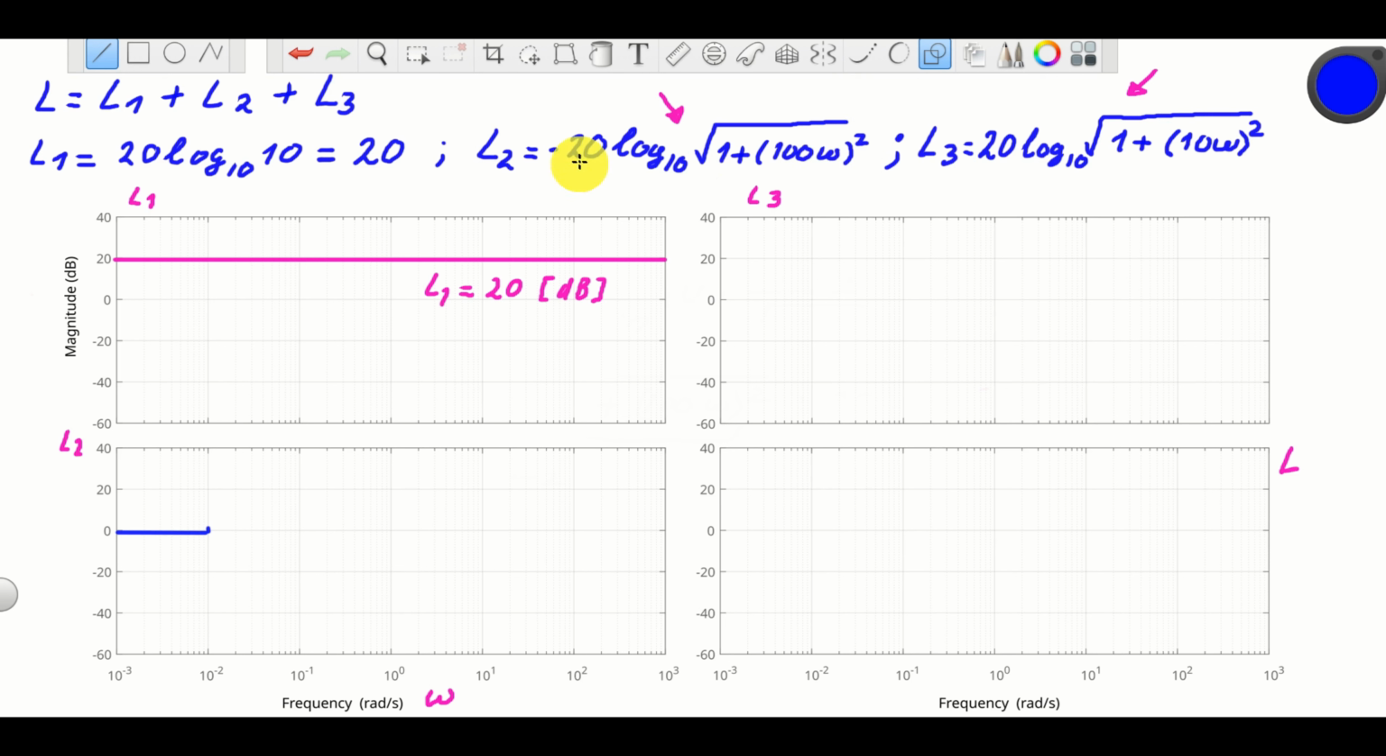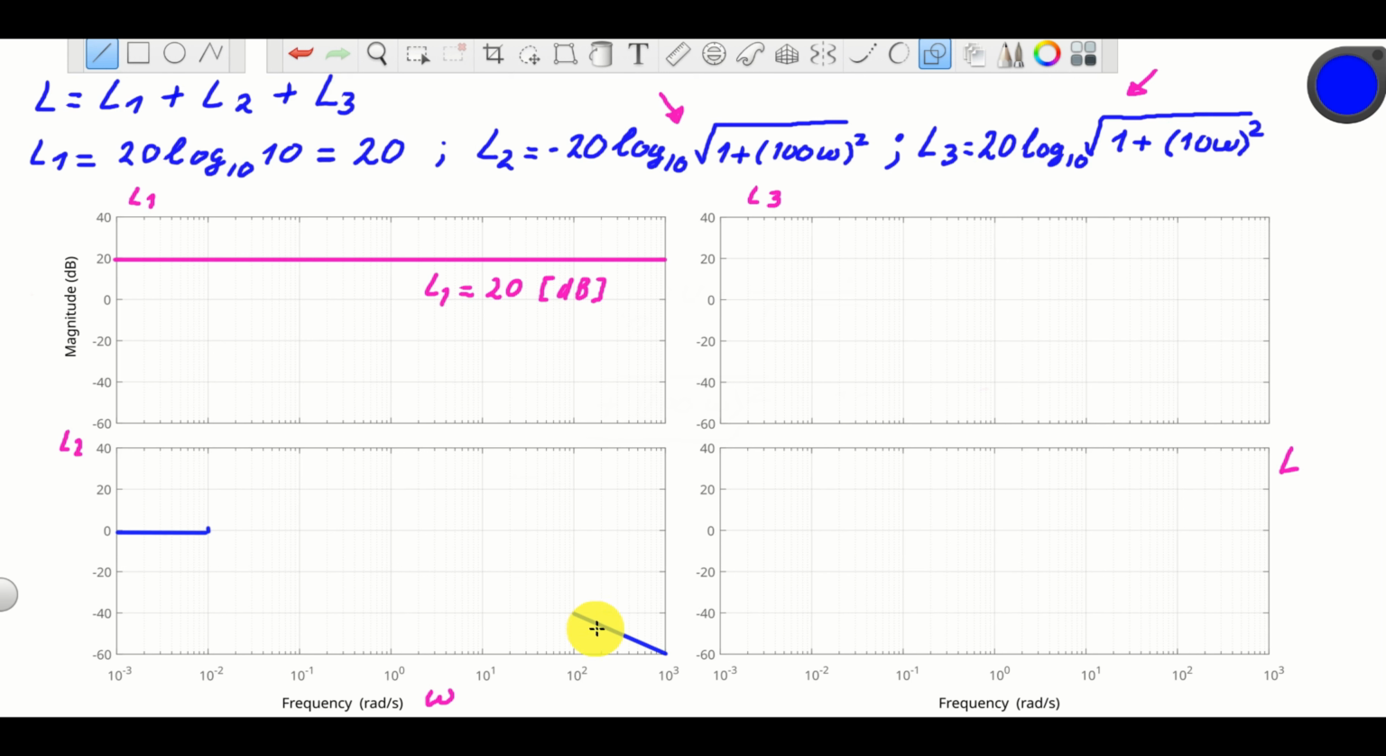It can be shown that the function minus 20 log with the base of 10 of 100 omega is a function that has a slope of minus 20 dB per decade. A slope of 20 dB per decade means that if I increase or decrease my frequency by 10, the function will go up or go down by 20 dB. Consequently, this is minus 20 dB slope.